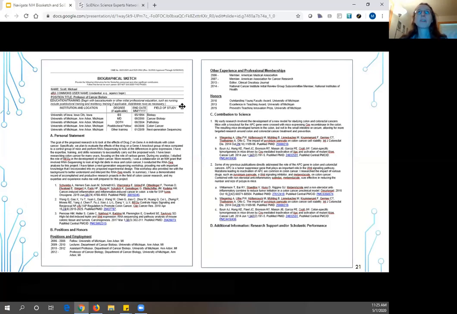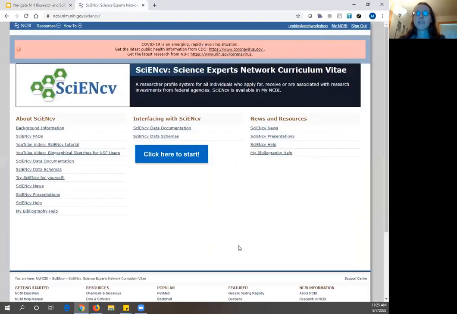So with that, I'm going to go out of my slides and go into SciENcv. So this is the SciENcv homepage. I'm currently logged into NCBI, and I know that because at the top right, it has my username, which for this particular account is Biosketch Workshop. I'm going to click in a moment on this big blue button where it says click here to start.